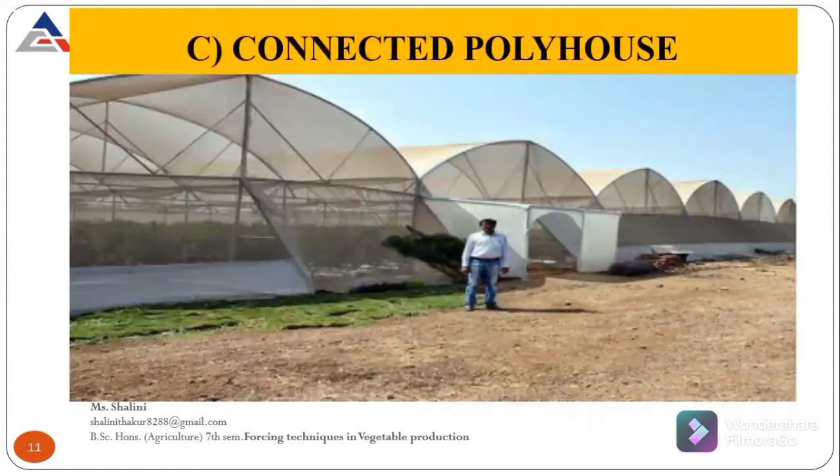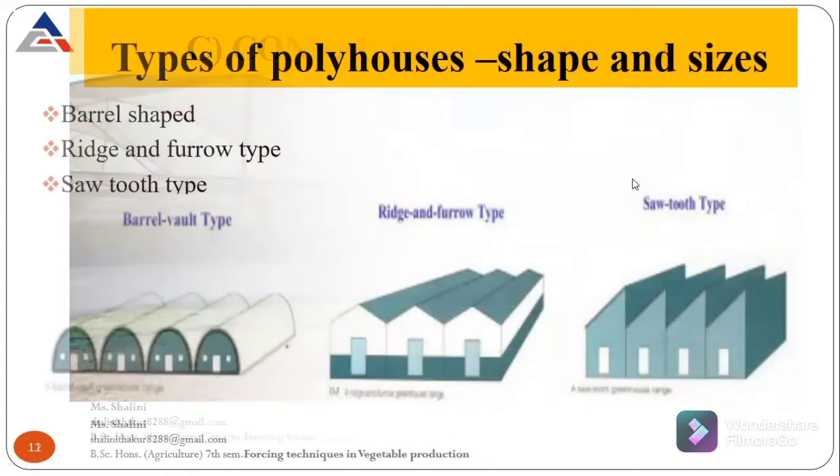So these are connected type poly houses. As you are all seeing, they are connected, one to another. Basically, there you see six connected poly houses, so that is on a large scale. These come under connected poly house.